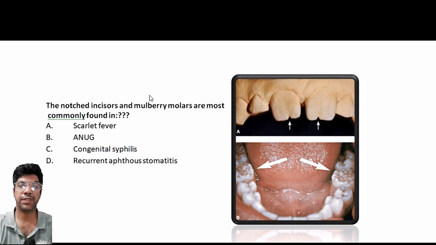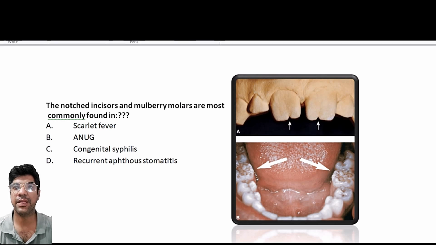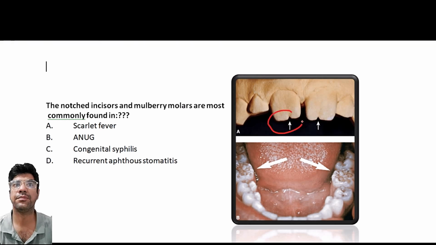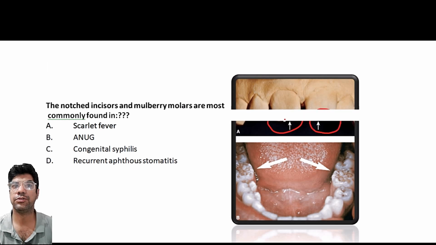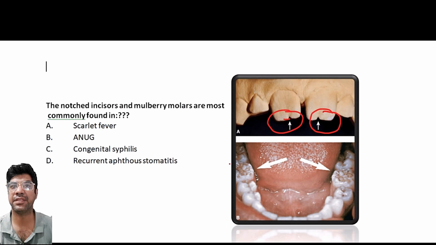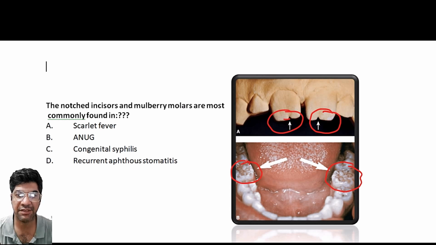Moving to the next question, the notched incisors and the mulberry molars are most commonly seen in congenital syphilis. This figure represents the notched incisors, so they have a notching, and this one shows the mulberry molars. So these features are seen in congenital syphilis.